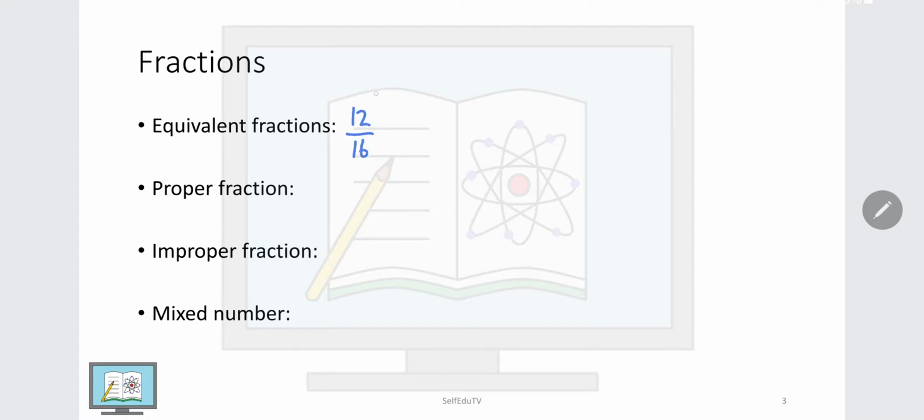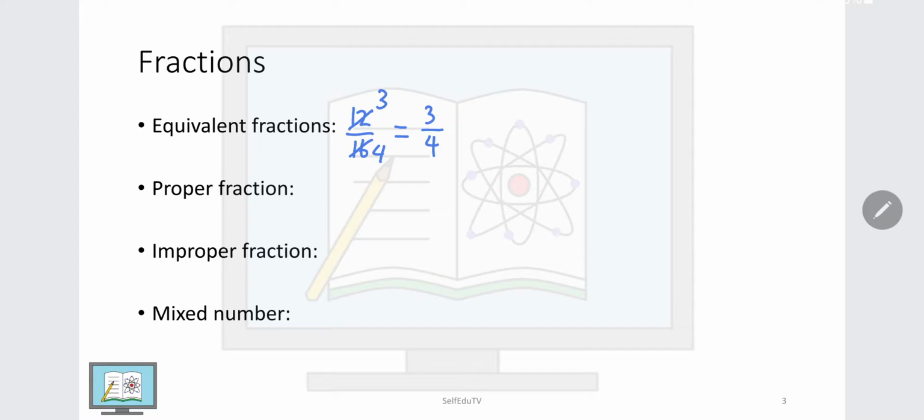12/16. If you simplify, you will get 3/4. So these two are equivalent fractions because they represent the same part. You just divide the numerator by 4, the denominator by 4. So it simplifies to 3/4. So these two are equivalent fractions.